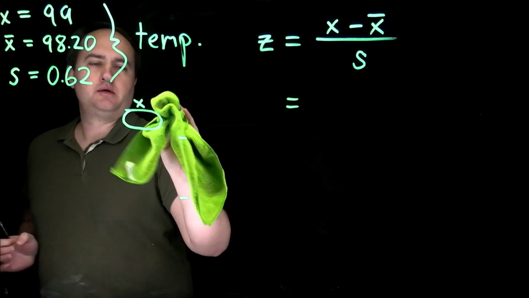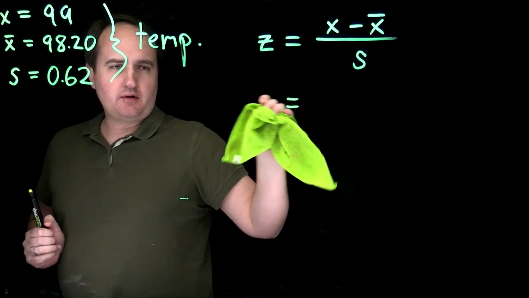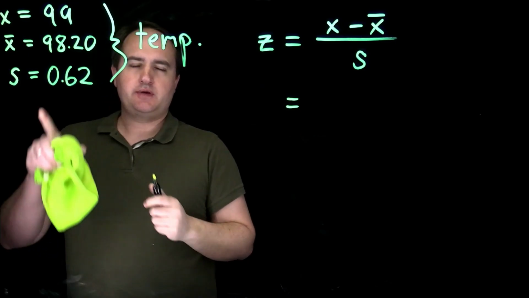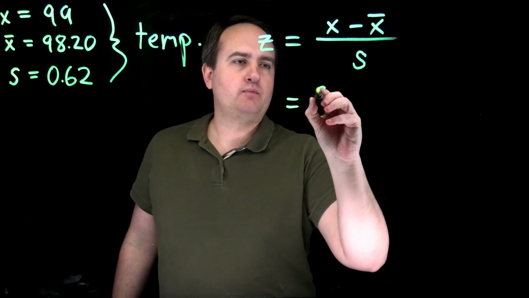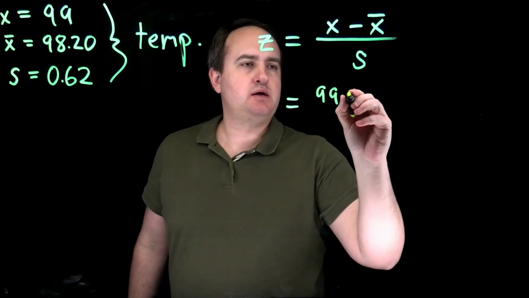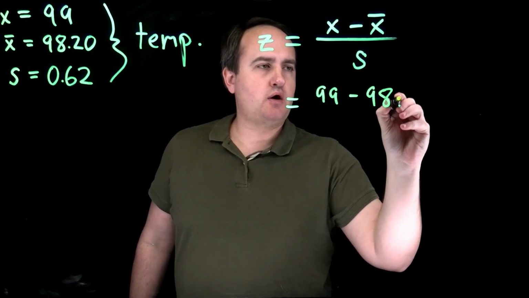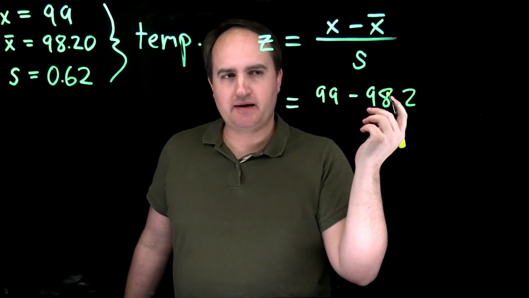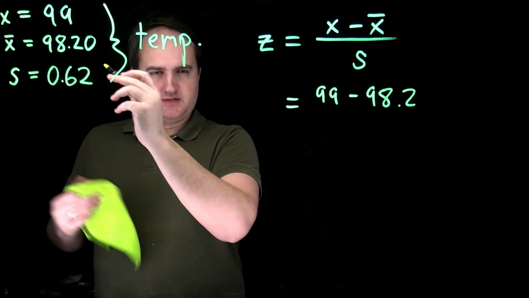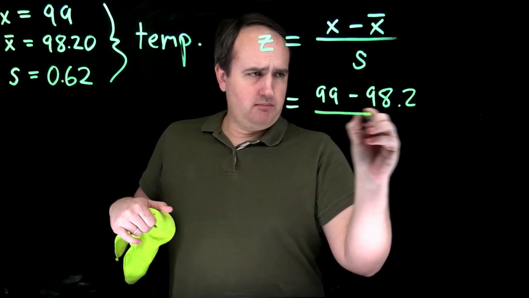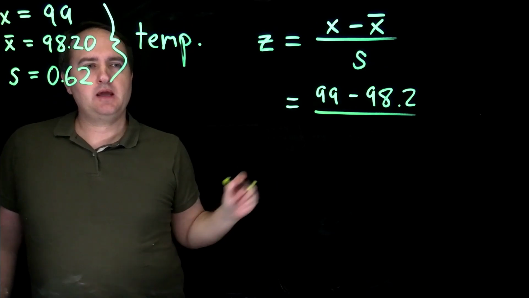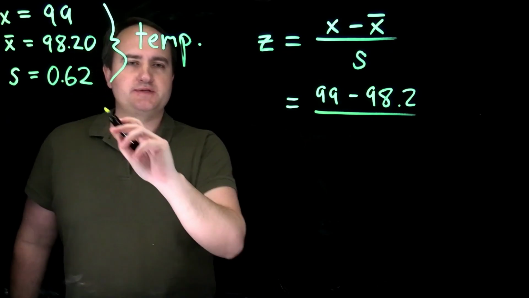So anyway, all we really have to look at is the right side of the formula and plug everything in. Here x, we said, was 99. And then minus x bar, so that's minus 98.2. I'll just write 98.2 because we don't want to round until the end, and we don't need to write a 0 if it's the last digit. So 99 minus 98.2, that's x minus x bar, and then this is all over s, which is 0.62.